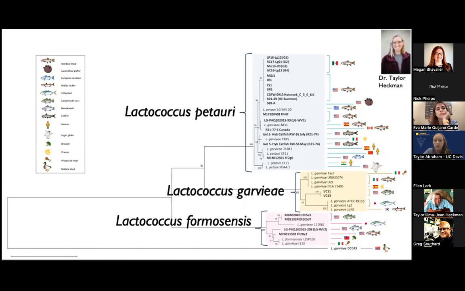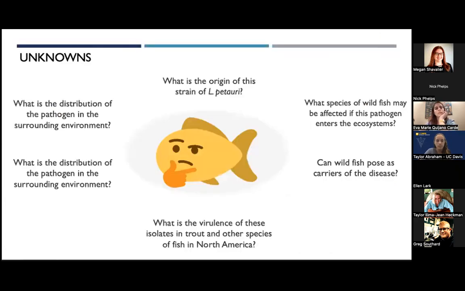more species existing. So as you can see here, we have our L. petuari on the upper portion, Lactococcus garviae in the middle, and L. formosensis in the bottom. And the species that these have isolates recovered from range from rainbow trout to catfish, ducks, cheese, and even processed meat.